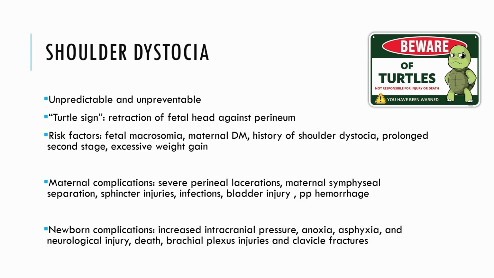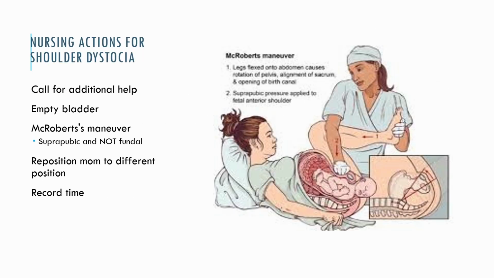So if this happens, what do we do? So what do we want to do if we see that turtle sign and we realize we have a shoulder dystocia? First of all, you want to take a deep breath and try to remain calm. Okay? You need to be calm so that you can get the patient to remain calm. Call for help. Okay, you're going to need additional help for a couple of reasons. One, if you can't get the baby out vaginally after doing different interventions, they're going to have to take this patient back to the OR and try to get the baby out doing a C-section.